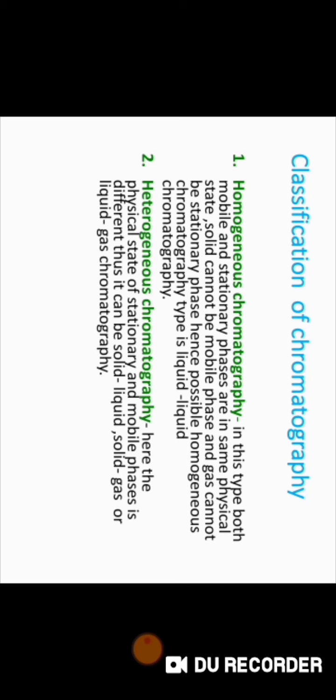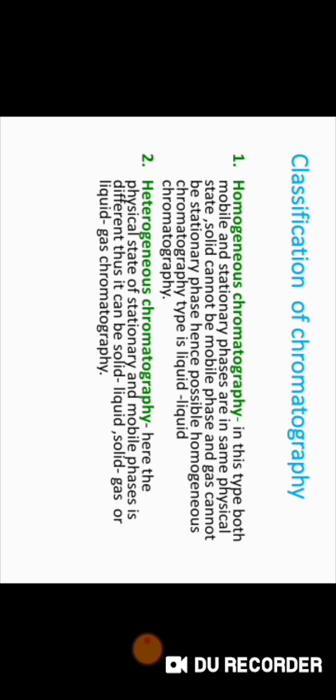So the next class we have is heterogeneous chromatography. The word itself indicates that the classification is based upon the physical states of the phases, so there will be different physical states of the two phases. Here the mobile phase is in one physical state, and the stationary phase is quite opposite of it. That means the physical states of the mobile phase and stationary phase are different from each other.